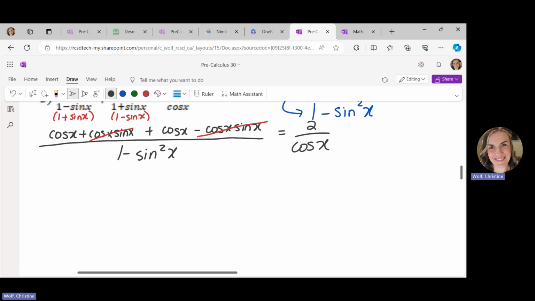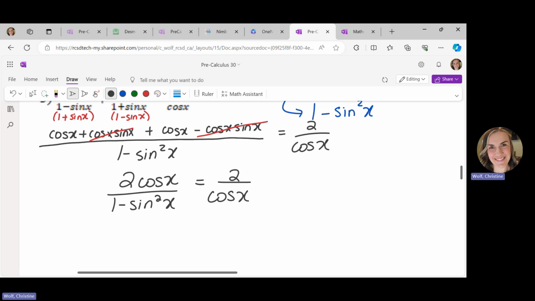And then on the top still, I have 2 cos x's. So those are similar terms. So a cos x plus a cos x is a 2 cos x. And this is where I get to. And now you reevaluate your life and see what you have to do next.